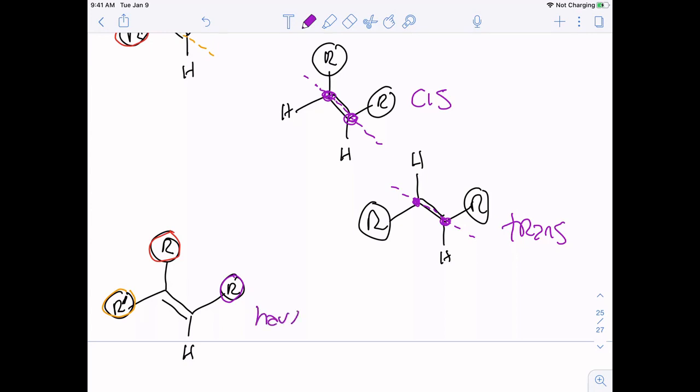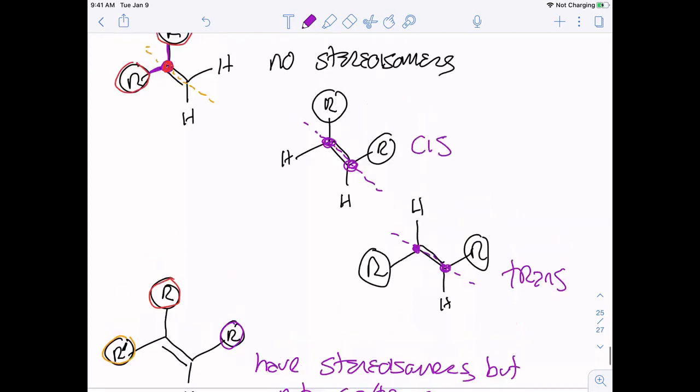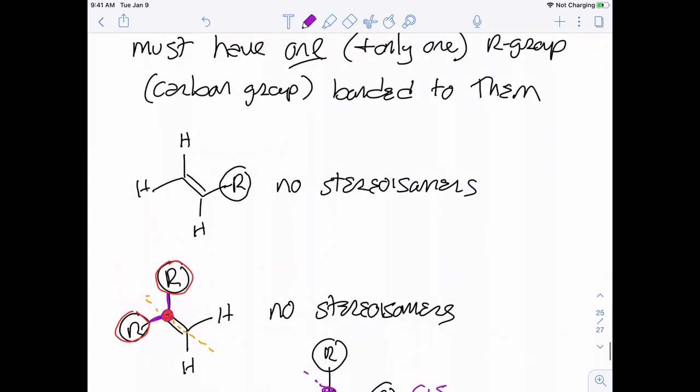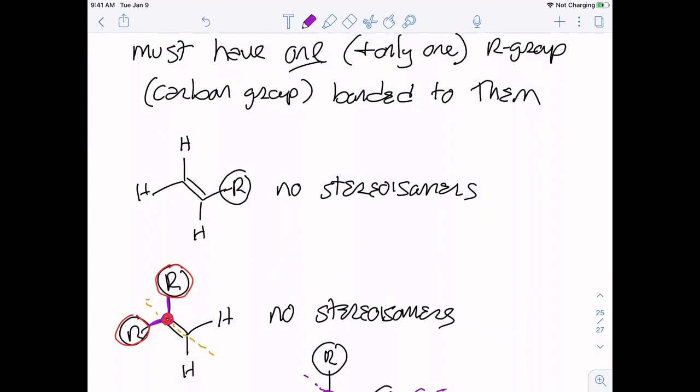So these have stereoisomers, but not cis trans. They're actually enantiomers, and we'll talk about those in chapter 10. So just know for now, to have cis trans, I have to have 1 R group attached to each of the carbons in the double bond, and only 1. As soon as I get more than 1, while stereoisomers are possible, they wouldn't be called cis trans stereoisomers. We have to use a different naming system. If the 2 R groups are on the same carbon, no stereoisomers. And if I only have 1 R group, no stereoisomers.